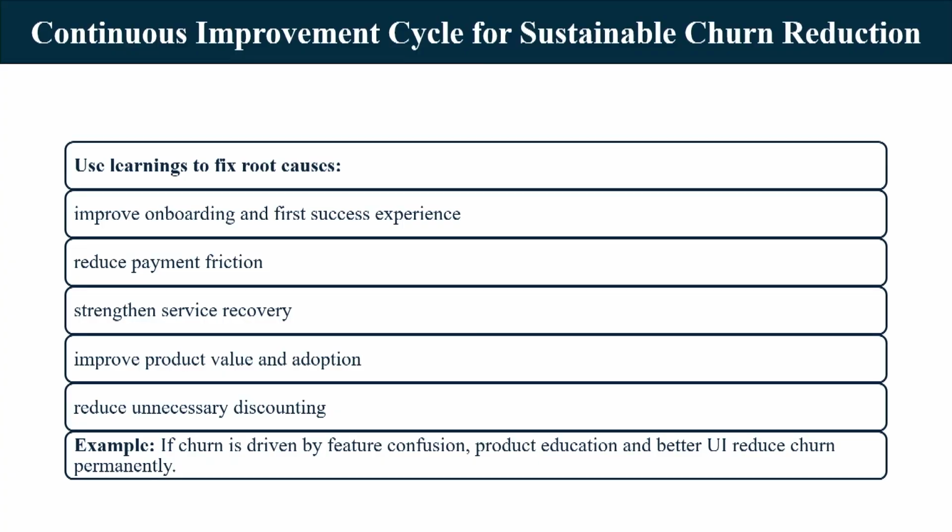Some of the examples can be improve the onboarding and first success experience. As we have said that there is a higher churn rate for many categories of product during the initial phase of the journey. So, I mean we have to improve the process of onboarding so that a lesser number of customers stop at the KYC level and first success experience.